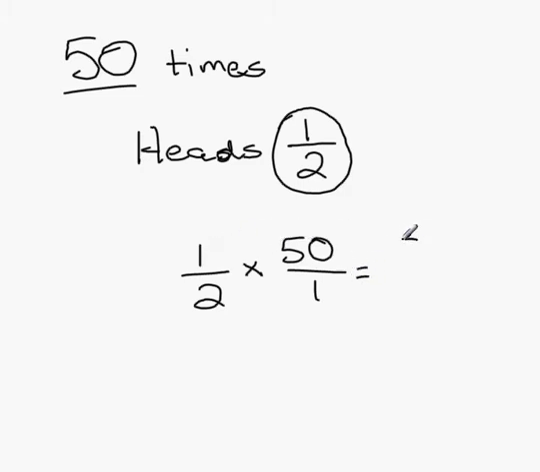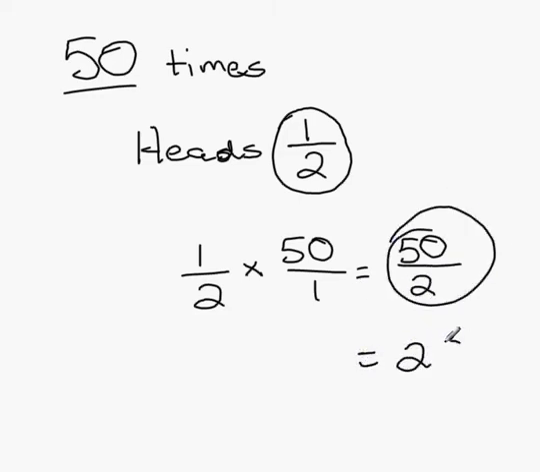1 times 50 is 50, 2 times 1 is 2, reduce that down because you can't leave it, 25 times. So if you flip a coin 50 times, and it comes up heads 1 out of every 2 times, then it came up heads 25 times. That's how these ratio number stories work.